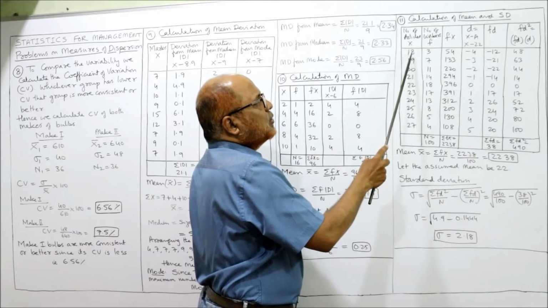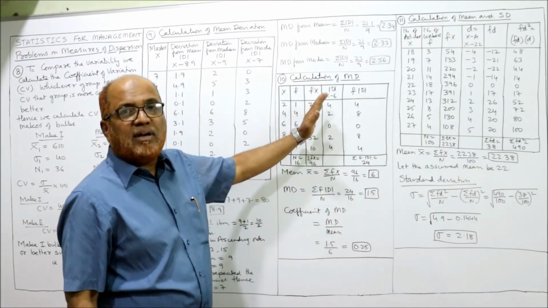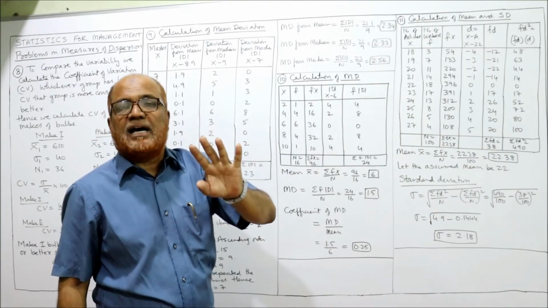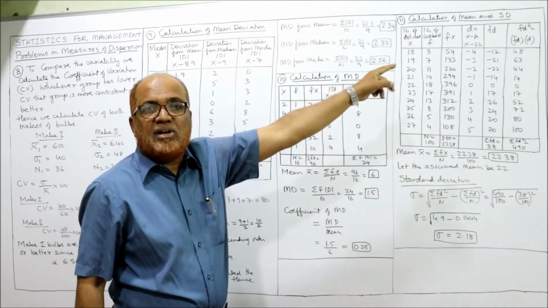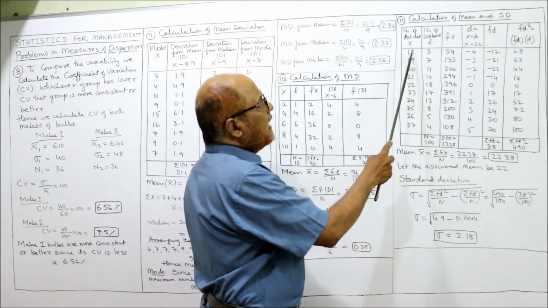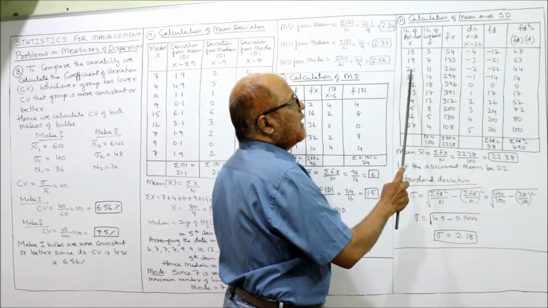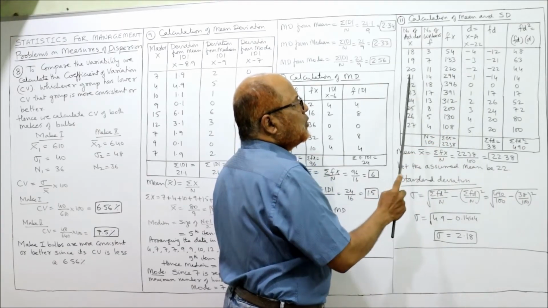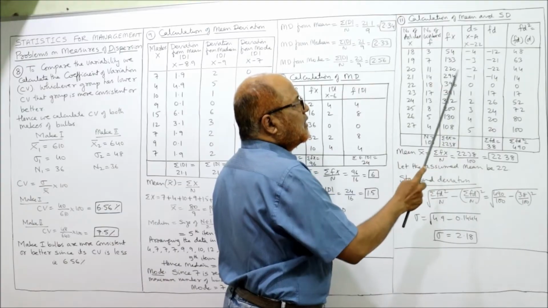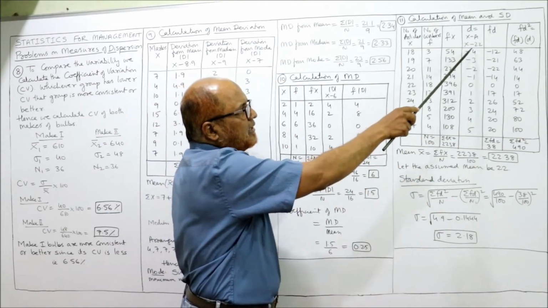X is here. So 18 minus 22, minus 4. Remember, for mean deviation, we ignored the sign. But for standard deviation, we must consider the sign. So 18 minus 22, minus 4; 19 minus 22, minus 3; 20 minus 22, minus 2; 21 minus 22, minus 1; 22 minus 22, 0. Like this, you have calculated the d value.